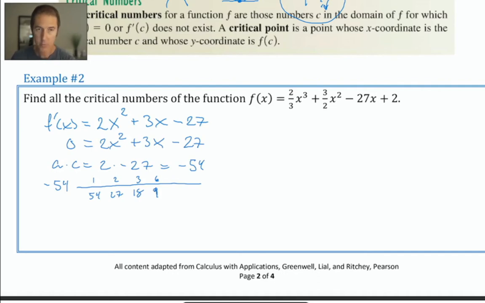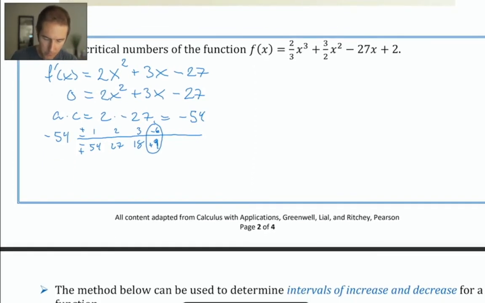Now, these numbers don't multiply to negative 54. What I need to do is make either the top number positive and the bottom one negative, or the top one negative and the bottom one positive, and they need to add together to equal my b value, which is positive 3. So I'm going to choose a positive 9 and a negative 6. I'll use those to split my middle term.